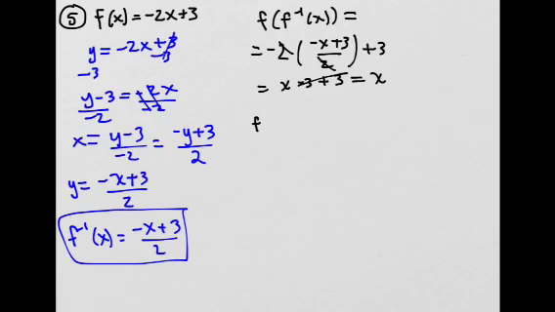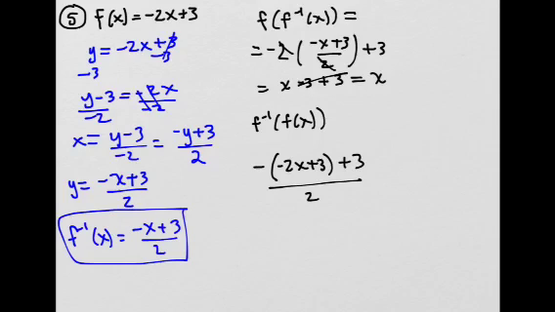So f inverse of f of x. So we're using composition. Okay, so now I'm going to take this function right here, f inverse of x, and wherever I see an x, which is right here, I'm going to replace that with f of x. Okay, so negative 2x plus 3 plus 3 over 2. So that's what this equals.